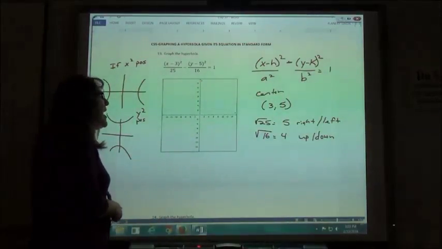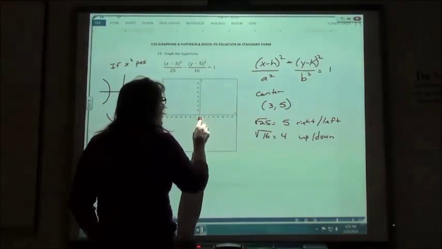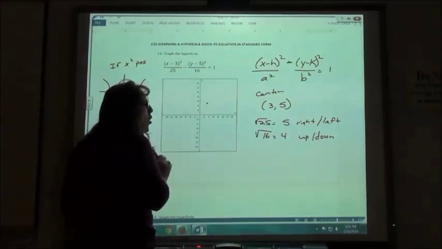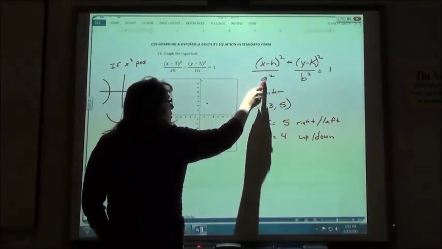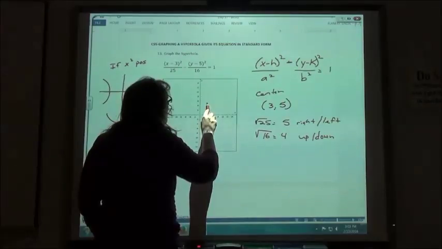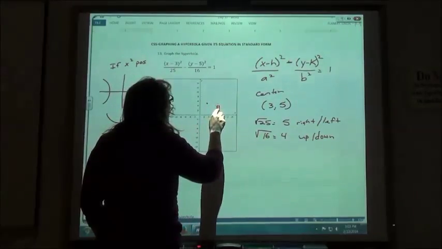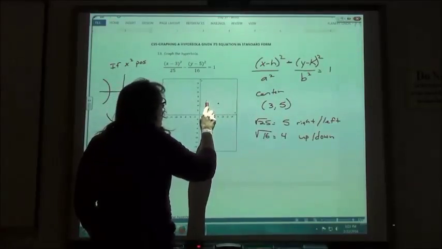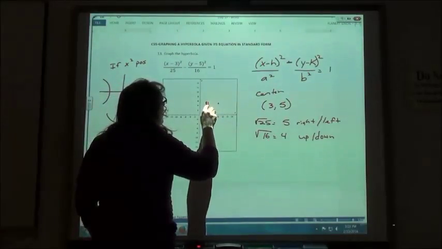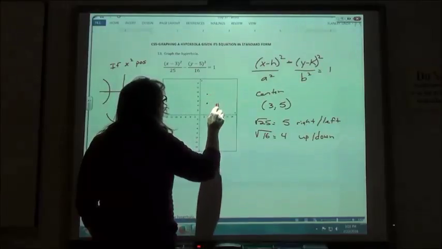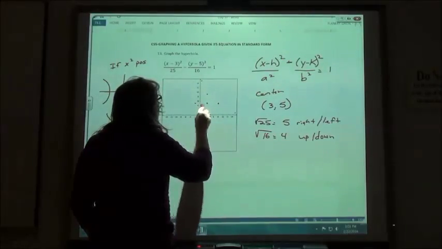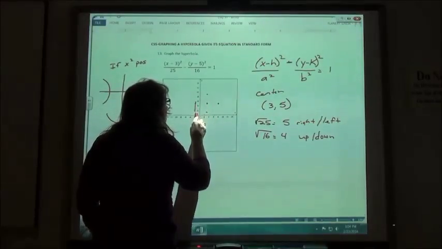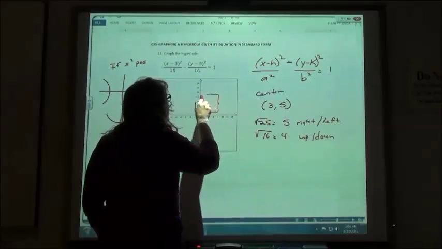So what's going to happen is you're going to first of all place the center, which is at 3, 5. Then you're going to go the x direction first. Since the x is positive, you're going to move over 5. 1, 2, 3, 4, 5 for your vertex. It's going to say draw the rectangle. You're then going to go 1, 2, 3, 4 up, 1, 2, 3, 4 down. It's going to draw this box in here like this.